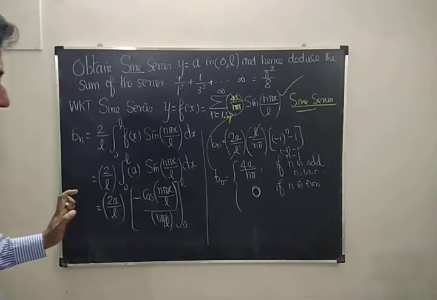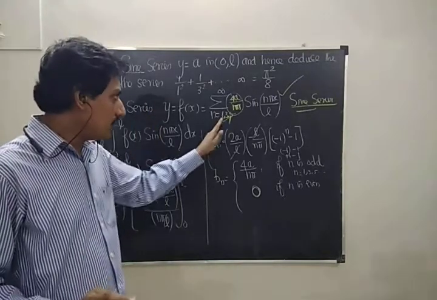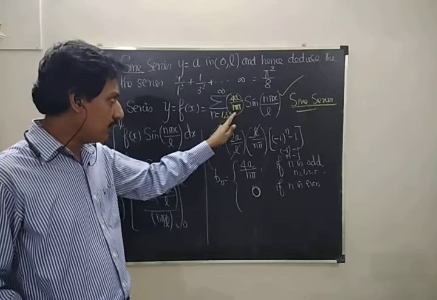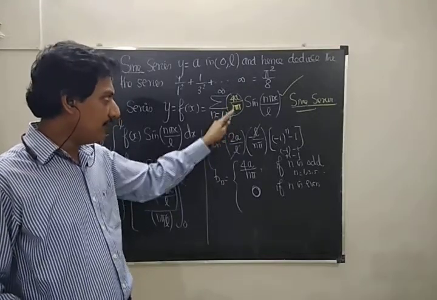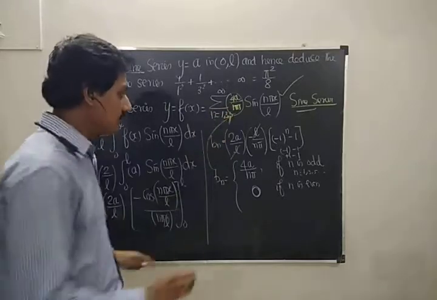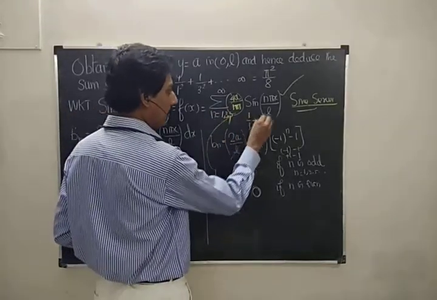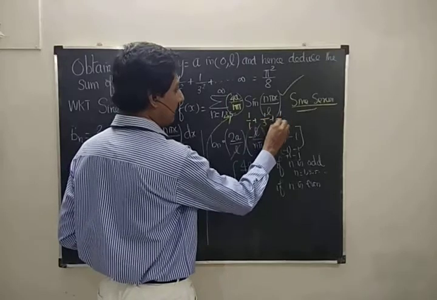Very clear. If we substitute n equal to 1, I am getting 4a by 1. N equal to 3, we get 1 by 3. N equal to 5, we get 1 by 5. So this will generate 1 by 1, for example 1 by 3, 1 by 5 plus etc.